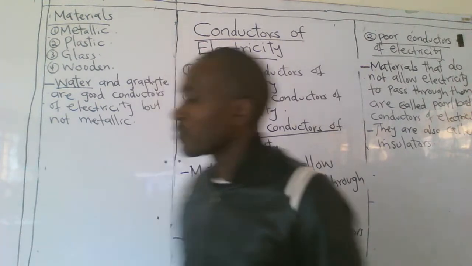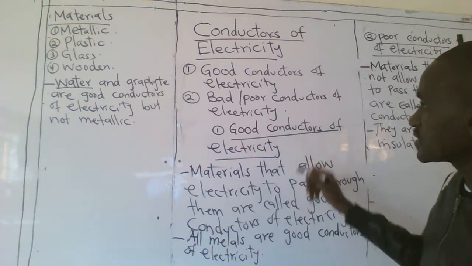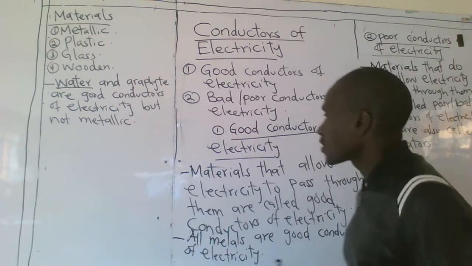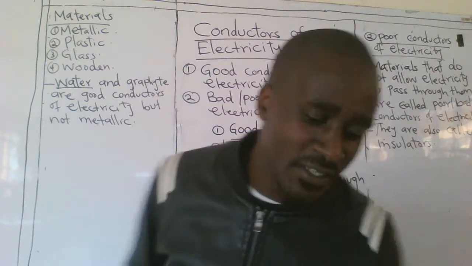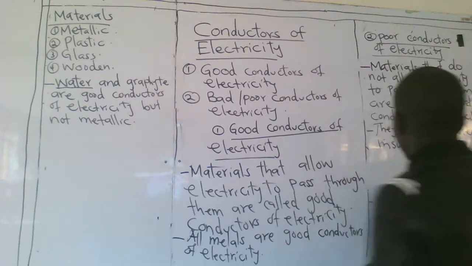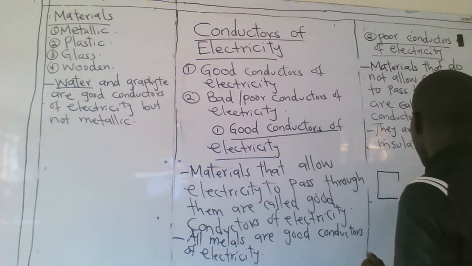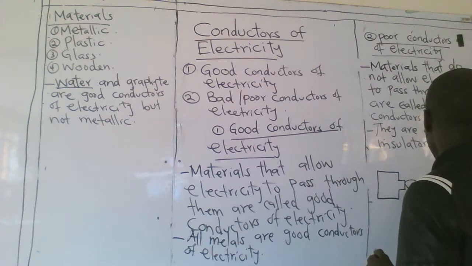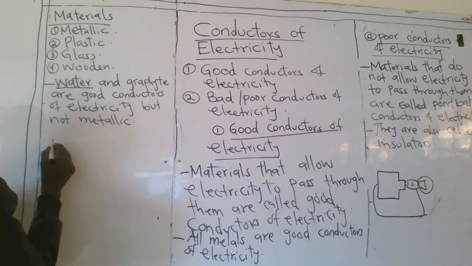So we have said all metals are good conductors of electricity. Now I want us to go to the investigation. Let us investigate poor and good conductors of electricity. We are going to use a simple electric circuit, so make sure you connect your simple electric circuit for this lesson. So that's our simple electric circuit. On the other side also, we are going to connect our simple electric circuit.